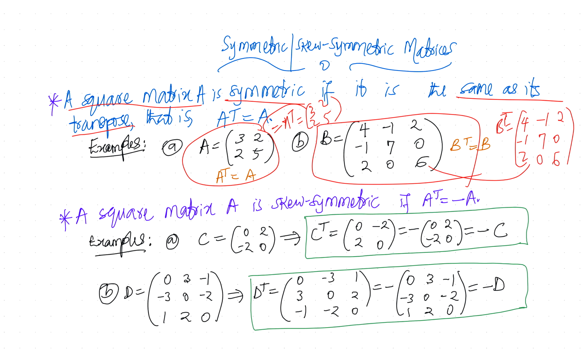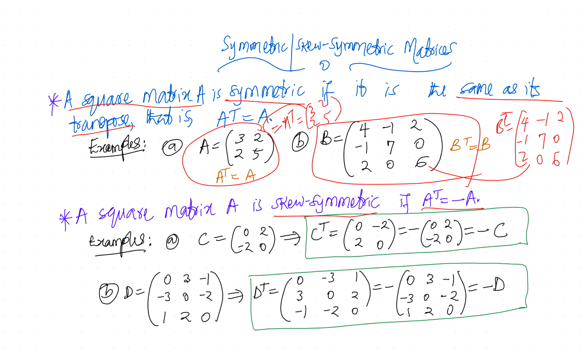And then we go ahead to talk about skew symmetric matrix. A square matrix A is skew symmetric if its transpose is equal to the negative of the original matrix. So if you take the transpose of a matrix and you end up getting something that is the negative of the matrix you started with, then you can say that that matrix is a skew symmetric matrix.